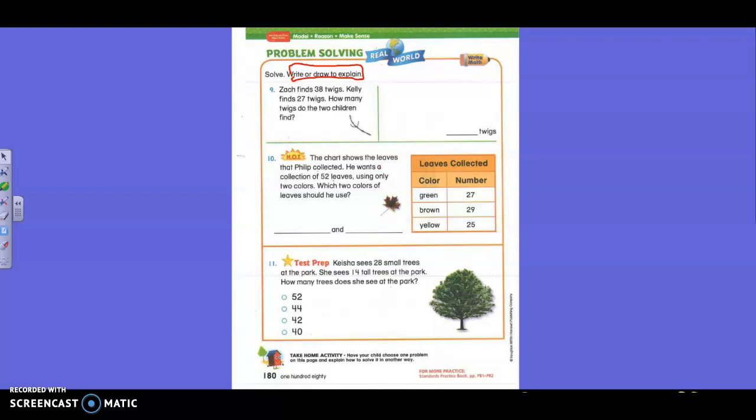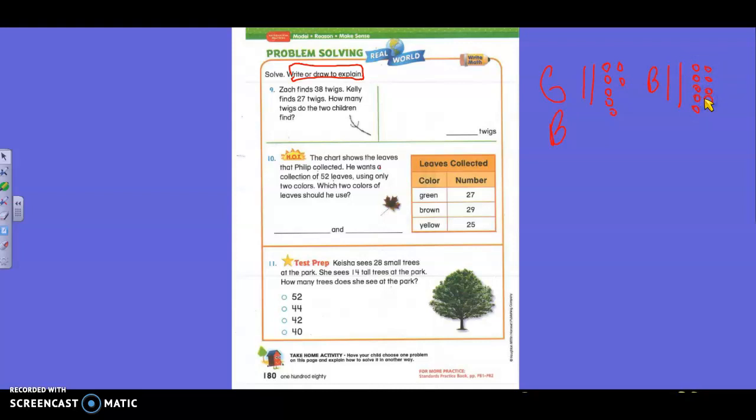27 and 29. Okay, green. We'll try green and brown first. Will that work? Yeah. Okay, so green, brown. All right, so 27. How do I draw 27? 2 tens, 7 ones. And how do I draw brown? 2 tens and 9 ones. 9 ones. 6, 7, 8, 9.